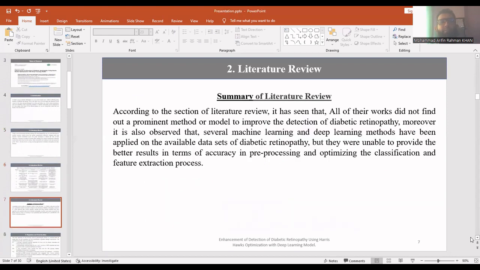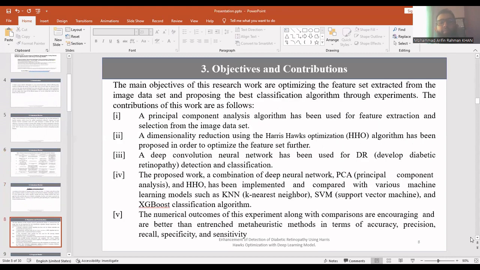Summary of literature review. According to the literature review section, it has been seen that none of their works found a prominent method or model to improve the detection of diabetic retinopathy. Moreover, it is also observed that several machine learning and deep learning methods have been applied on the available datasets of diabetic retinopathy, but they were unable to provide better results in terms of accuracy in pre-processing and optimizing the classification and feature extraction process.